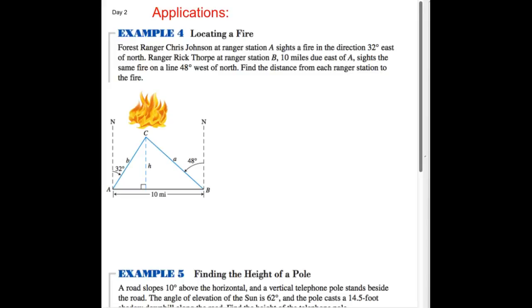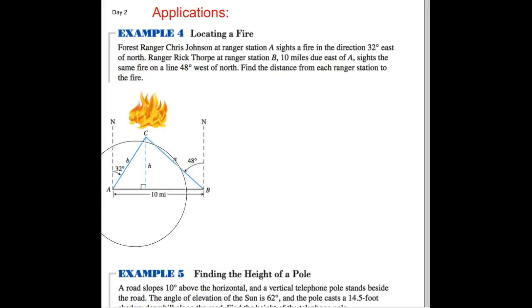Okay, so let's go back through and look at our picture. At Station A, it says they sight the fire 32 degrees east of north. So instead of going straight north, we have turned east 32 degrees. Does that make sense? From point B, Ranger Station B, same idea. Instead of going straight north, they had to turn 48 degrees towards the west to see the fire. So does that make sense how the picture's been drawn?